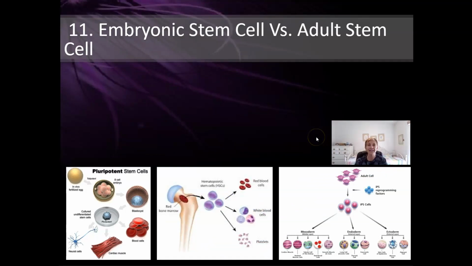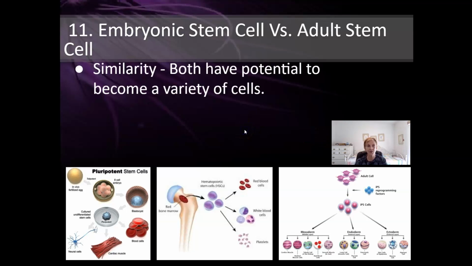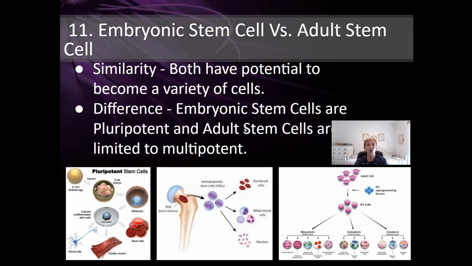We talked about stem cells, embryonic stem cells, and adult stem cells and how they're different. Both of them, first of all, their similarity, they both have the potential to become a variety of cells. Only the embryonic cell can become any type of cell. They're totipotent or pluripotent, which means the totipotent can become all of the cells of the body, and pluripotent can become most of the cells of the body.